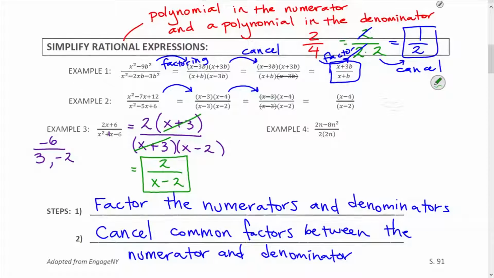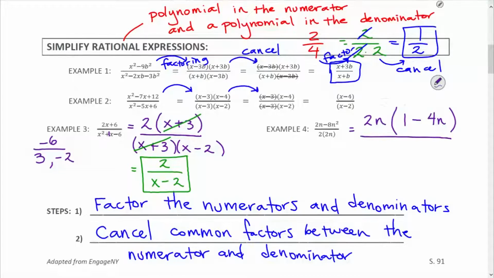Okay. In number 4, we again notice that there is a GCF in the numerator. So 2n minus 8n squared has the GCF of 2n. 2n times what is 2n? The answer is 1. 2n times what is negative 8n squared? That is a minus, let's see here, 2 times what is 8? It's 4. n times what is n squared? It's n. So you get 1 minus 4n.